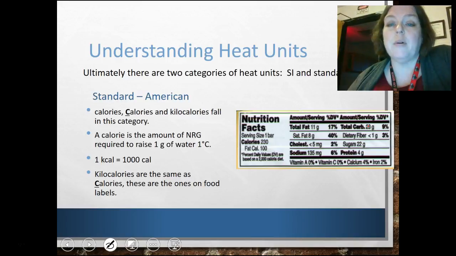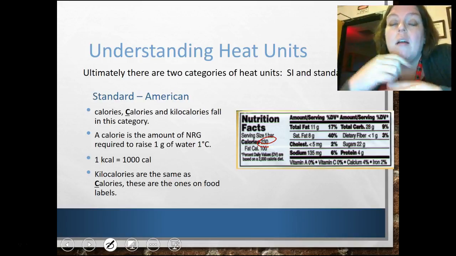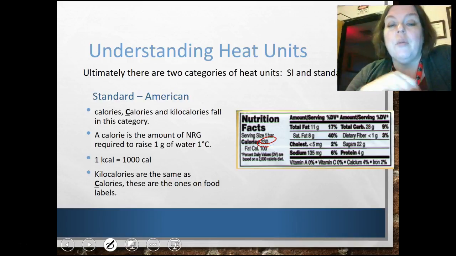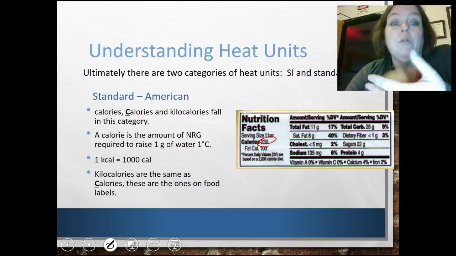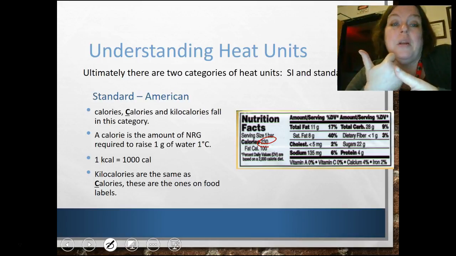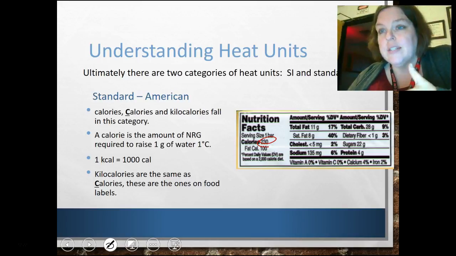So if we look at our food label and it says there are 230 calories in this bar right here, we see 230 right there. That means that there are 230 kilocalories in that, which would equate to 23,000 calories, okay? Little c calories.